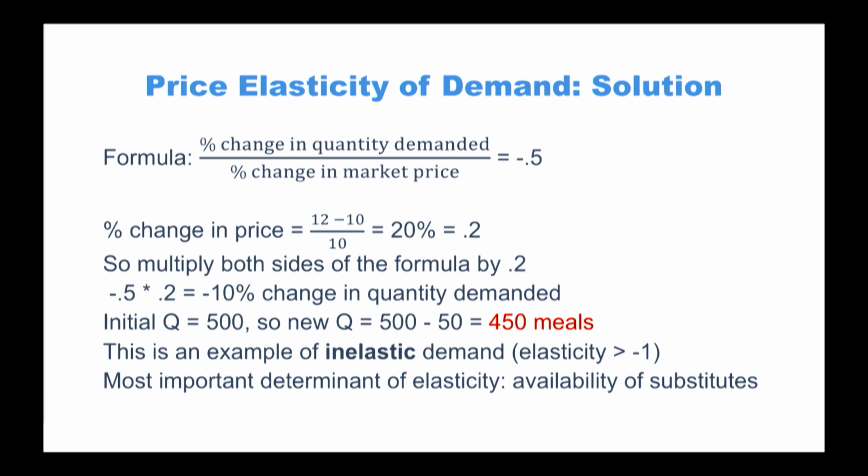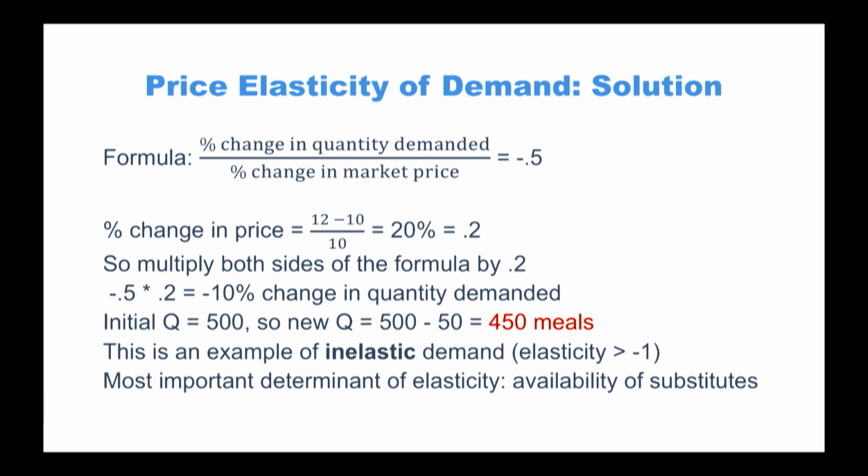On the other hand, you could have a college like Evergreen, which has no restaurant close by, and it's more of a hassle for students to go out. And in that case, you would expect an inelastic demand, which increases the ability of the meal service to charge higher prices. Availability of substitutes is the primary determinant of the elasticity of demand.